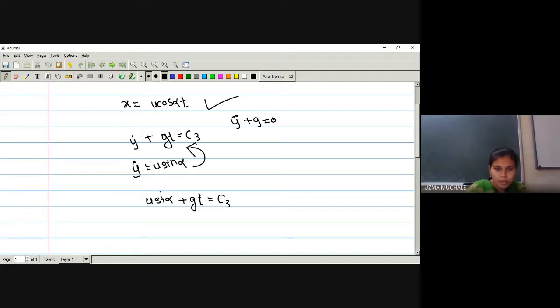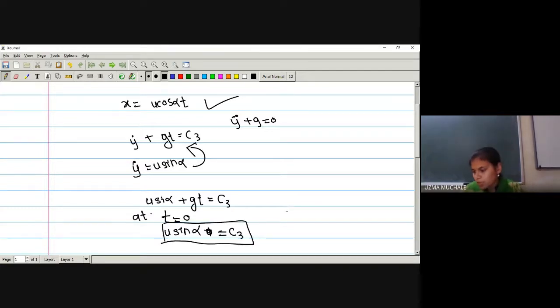Now if you want to find out the value of C3, let us put t equal to 0. What will be the value at t equal to 0? It is simply u sin alpha plus t is 0. So what will be the resultant value? It is equal to C3. So the value of C3 is nothing but u sin alpha, found by putting t equal to 0. Now this equation again we have integrated.